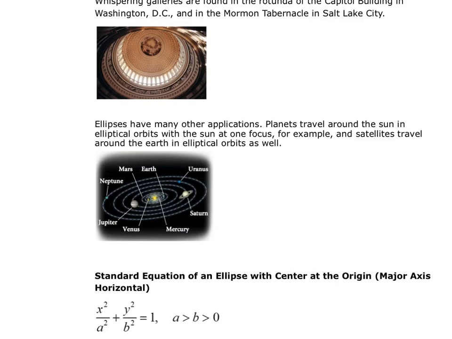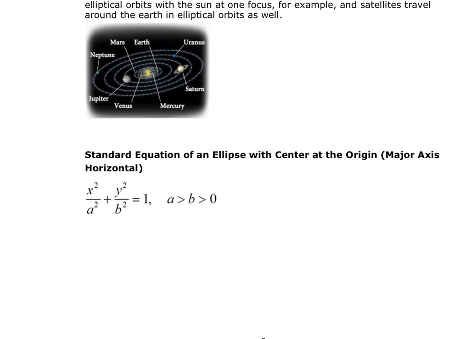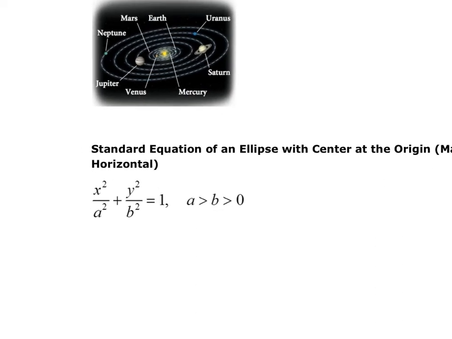Our solar system is an elliptical pattern. It's not a perfect ellipse, but it is an elliptical pattern. So here's how we define or how we get all of the values. If we are at the origin, this is what it looks like in standard form. It is x squared over a squared plus y squared over b squared.